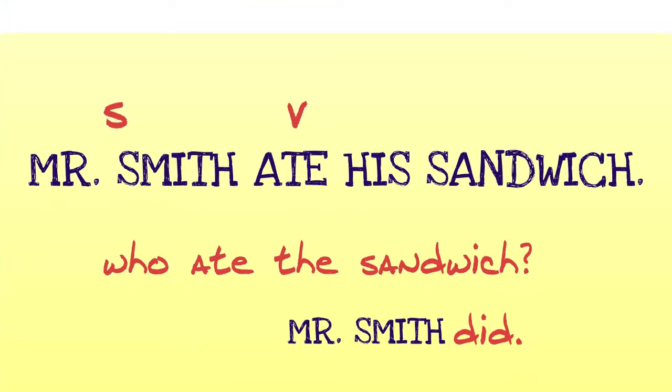Let's try another one. Mr. Smith ate his sandwich. In this case, the action is eating, and therefore the verb is ate. The verb eat in the past tense. Knowing that the verb in the sentence is ate, the next step to find the subject is to ask yourself who or what ate the sandwich. The answer is Mr. Smith. Therefore, Mr. Smith is the subject.